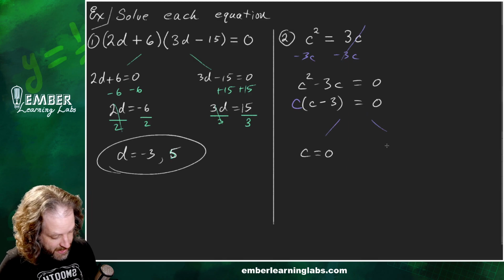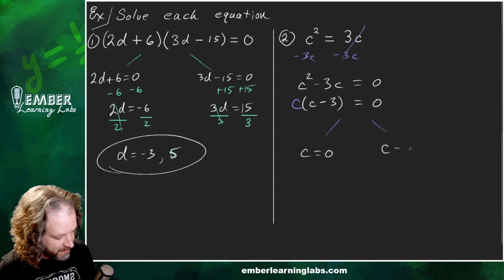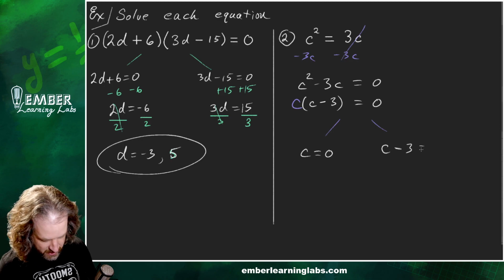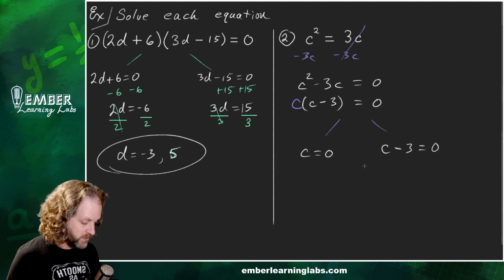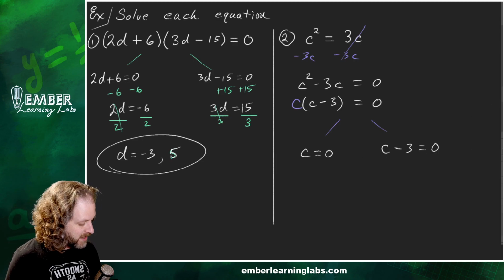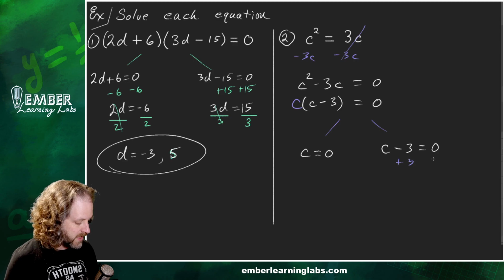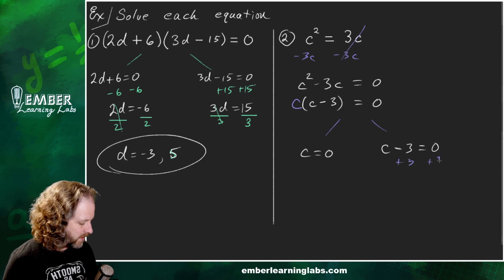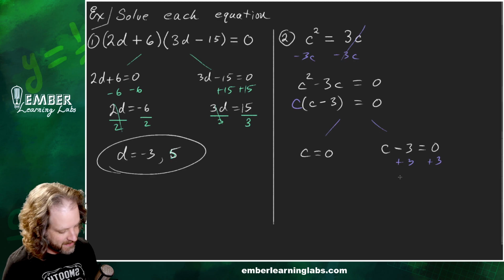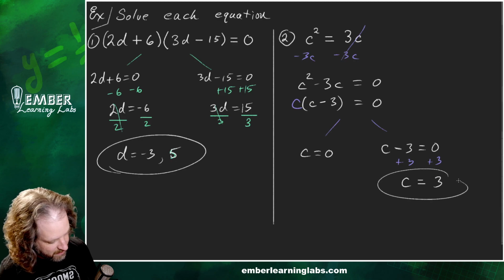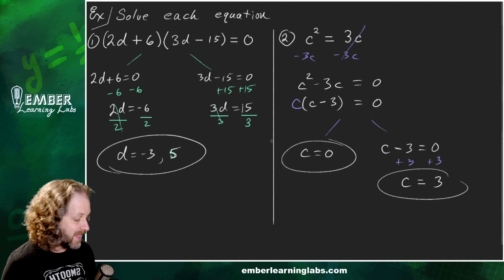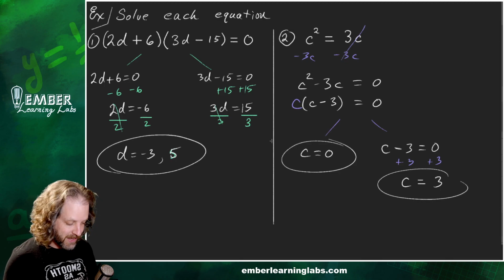Now, the second one, you may have already realized a long time ago that this one is going to end up being c equals 3. To solve this, of course, we just add 3 to both sides. I keep doing ugly 3s in there. It'll be fine. We'll all live. c equals 3. And that, my friends, is the last example of this lesson.